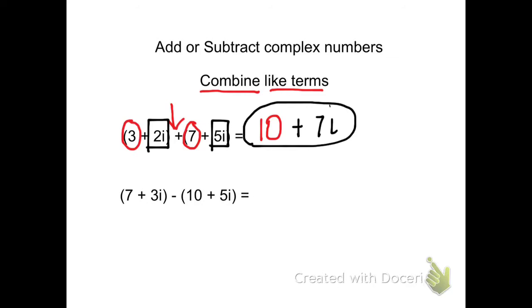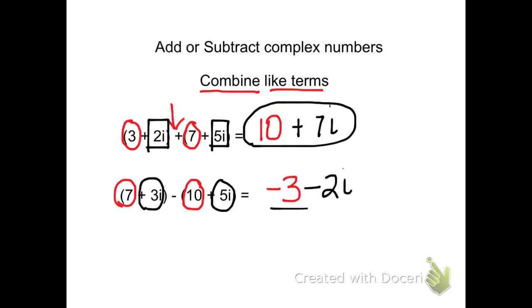Same thing if I want to subtract. Again, if I want to subtract, I'm going to subtract my like terms. 7 and 10 are like terms. They have no variables. So 7 subtract 10 would give me negative 3. And then I want to subtract my i's, my imaginary numbers. So 3i subtract 5i would give me negative 2i. So if I subtract those two, I get negative 3 minus 2i.